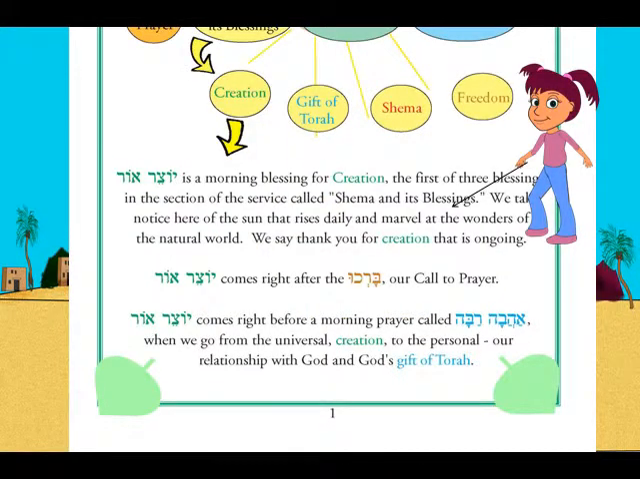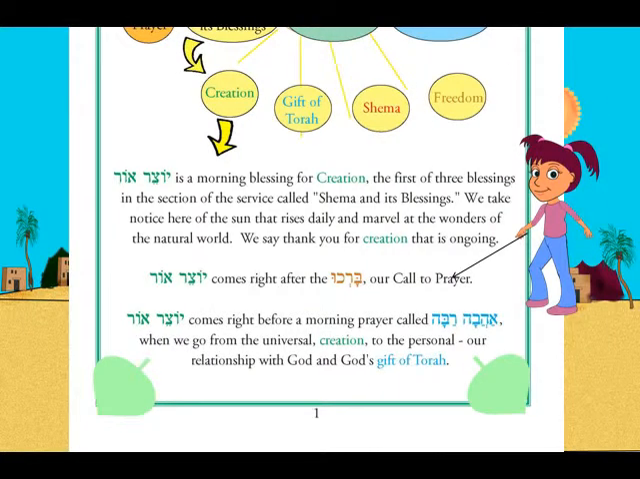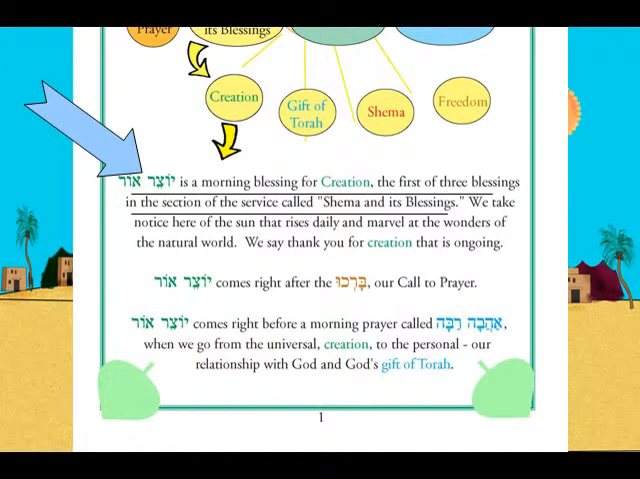Underneath the prayer chart is the student's first introduction to the general content of the prayer. As the paragraphs are read out loud by you or your students, you can pause at any time to ask questions about what they have just read. For example, let's read the first sentence out loud. Yotser Or is a morning blessing for creation, the first of 3 blessings in the section of the service called Shema and its blessings.